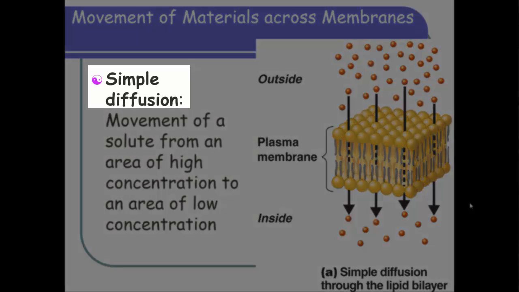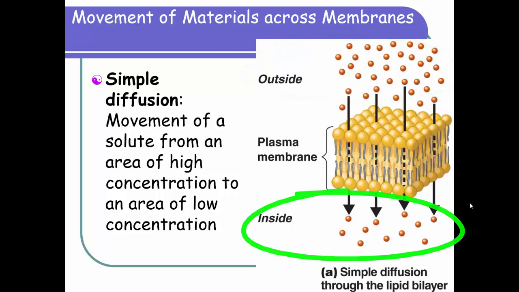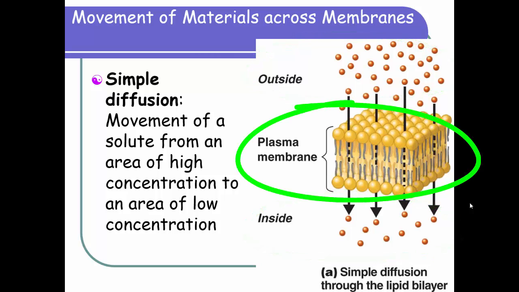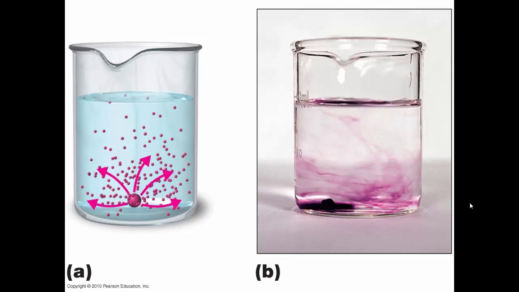Simple diffusion is defined as the movement of solute from an area of high concentration of solute to an area of low concentration of solute across a permeable membrane. So, lots here, few here. This is a fat-soluble substance, so it will freely move through the plasma membrane and will simply diffuse through the membrane until we reach equilibrium, equal numbers on both sides.